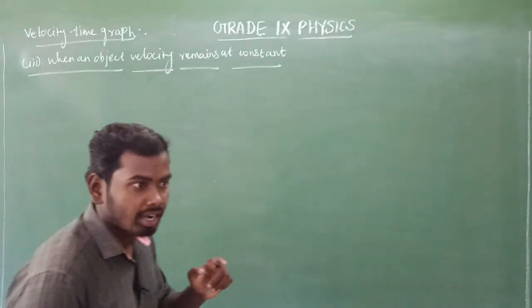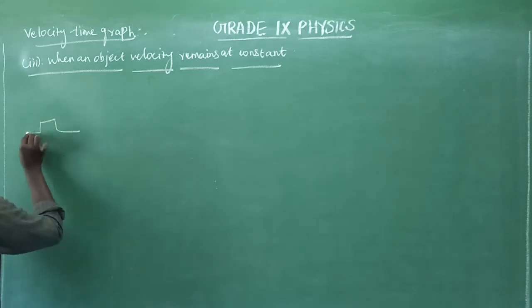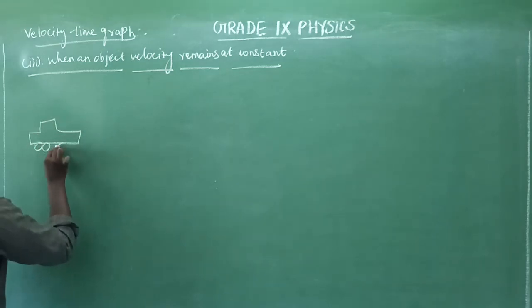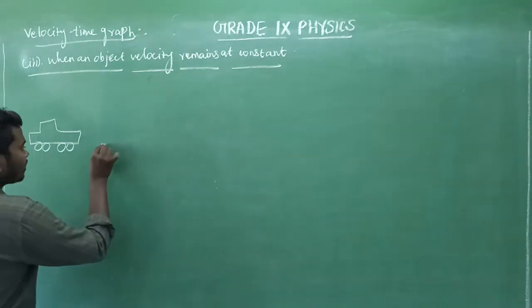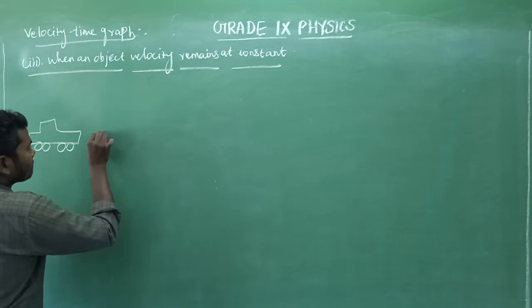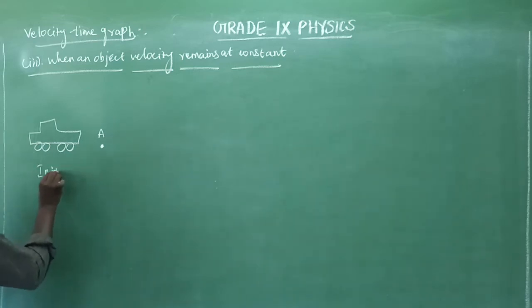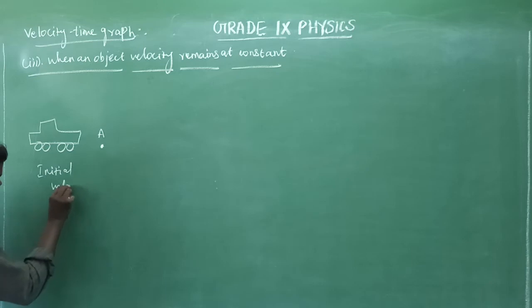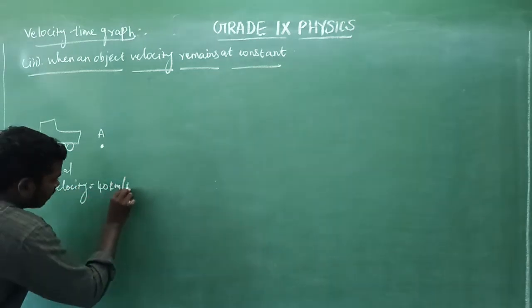Okay, so let's start with that. Consider a car. Consider the car is at position A. What is the initial velocity of the car here? The initial velocity of the car is 40 km per hour.